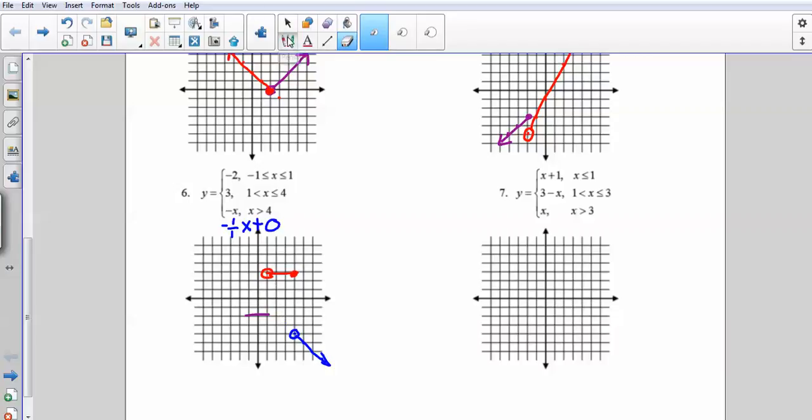Okay, and let's give some endpoints to my second function. No, that's my first function. My first function was from negative 1 with a solid dot to 1 with a solid dot.